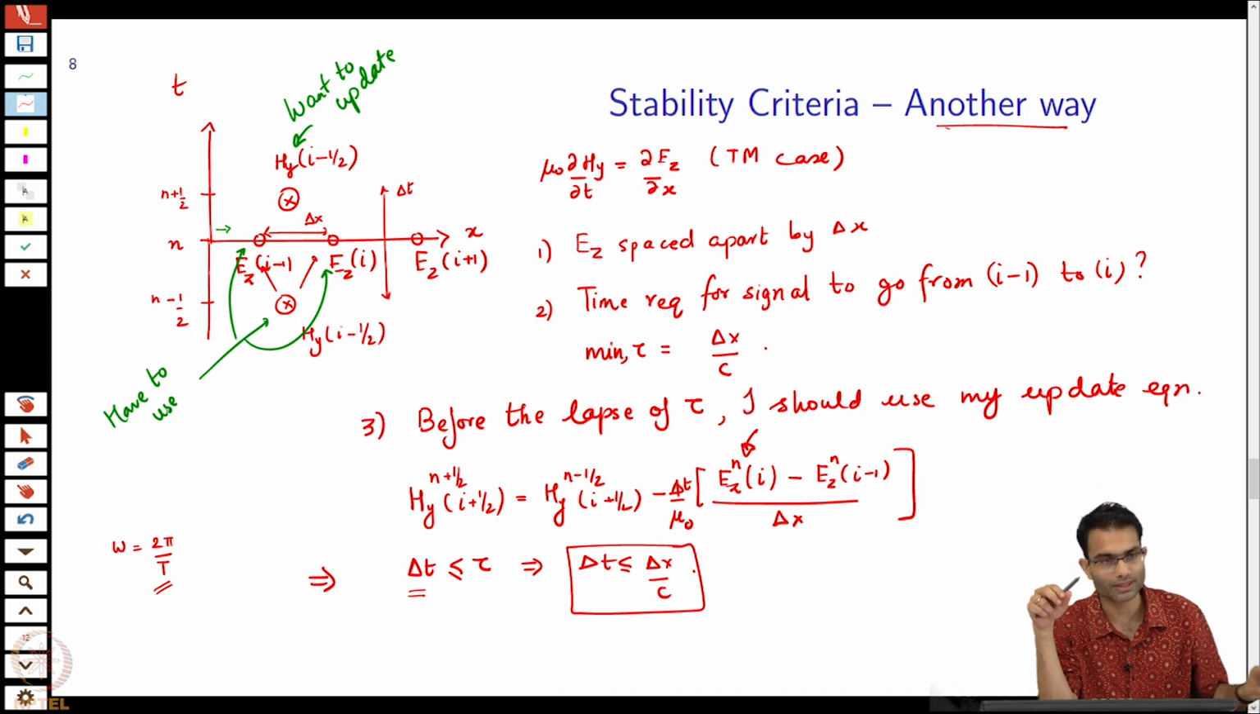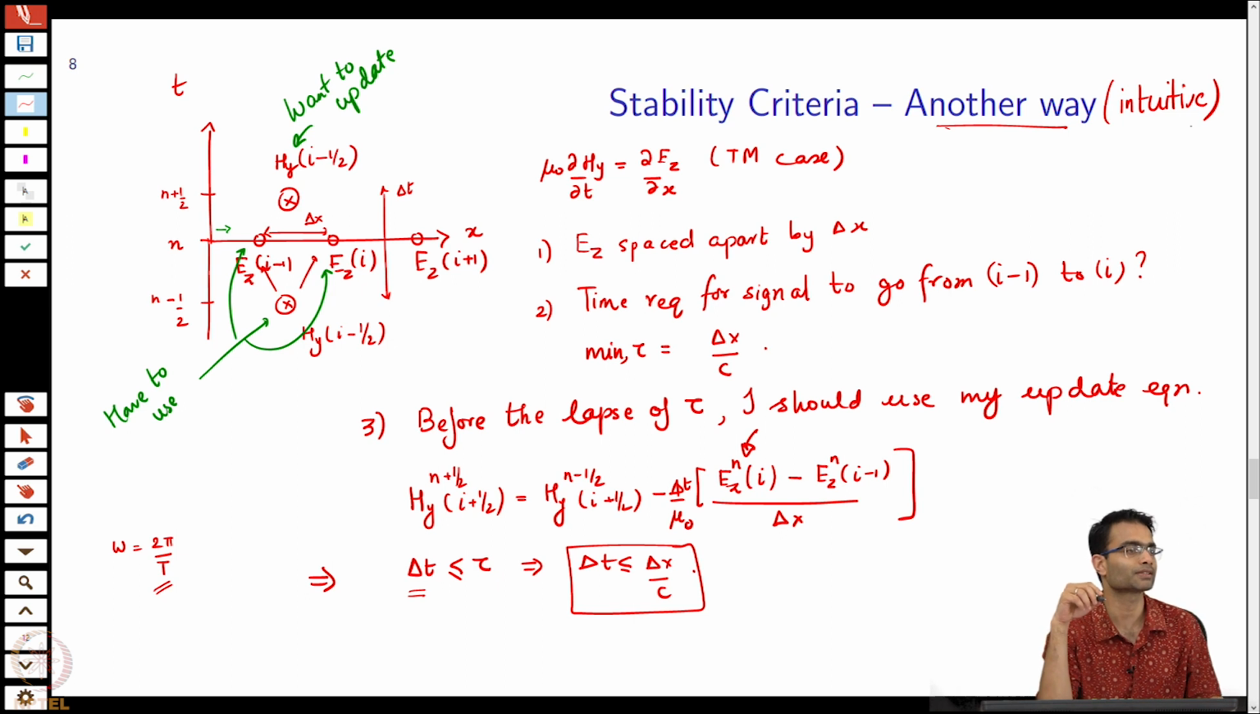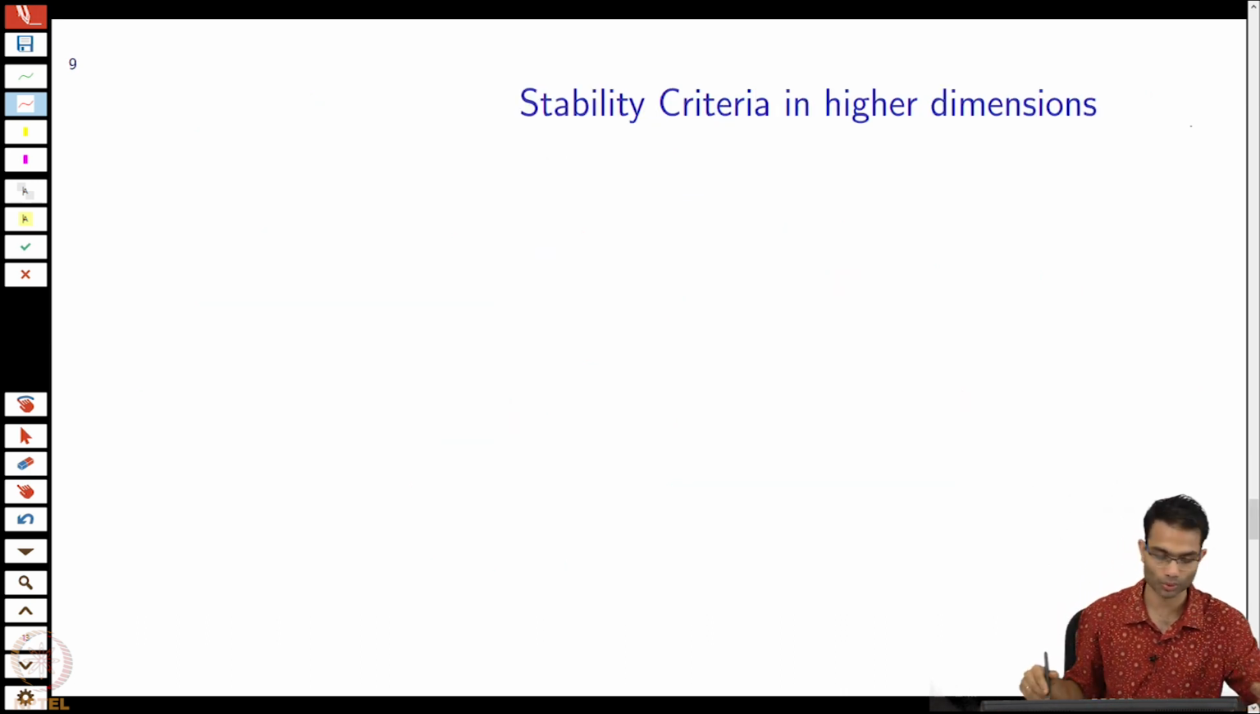So, what is nice about this stability criteria being derived in what we will call an intuitive way is that it is very easy to generalize this idea to higher dimensions. Okay, 1D is fine. A question you can ask is in 2D, is the Courant stability criteria the same, right? So, here you will find factors of root 2, root 3, etc.